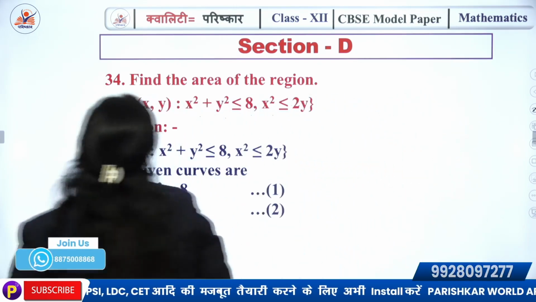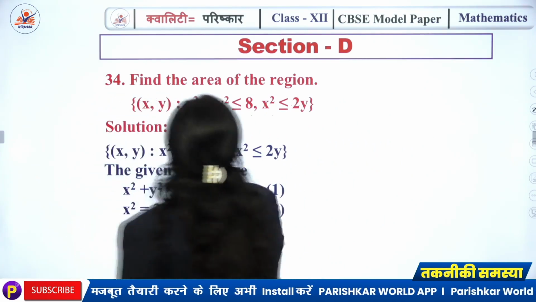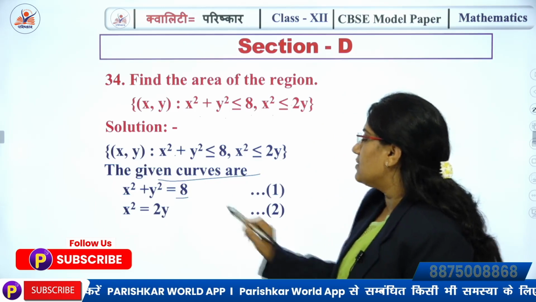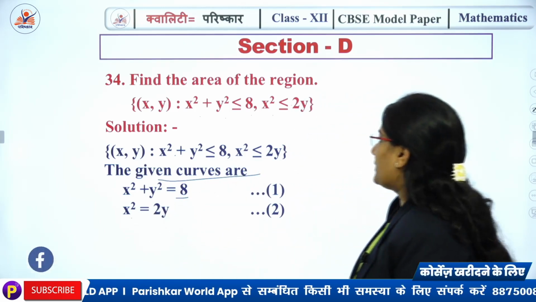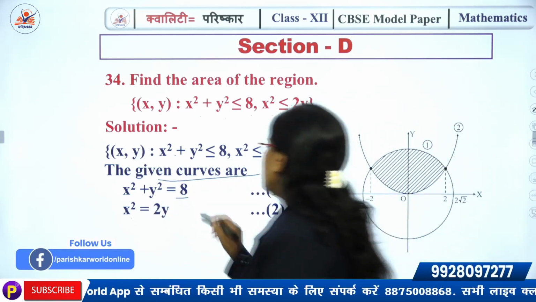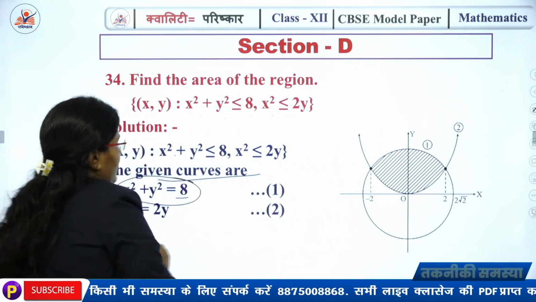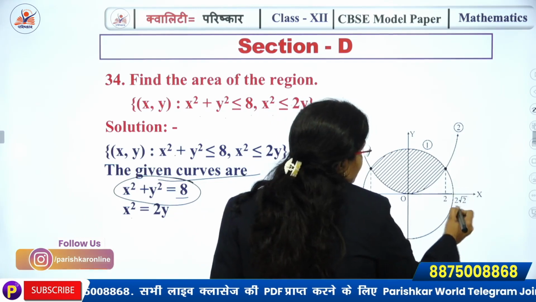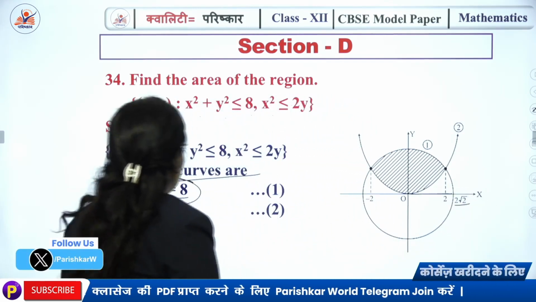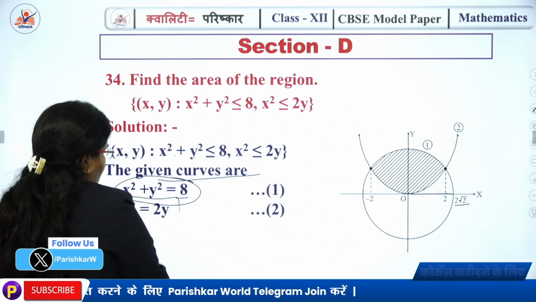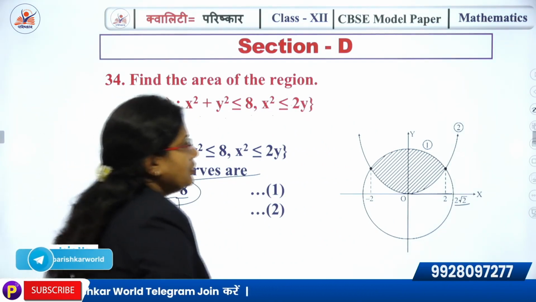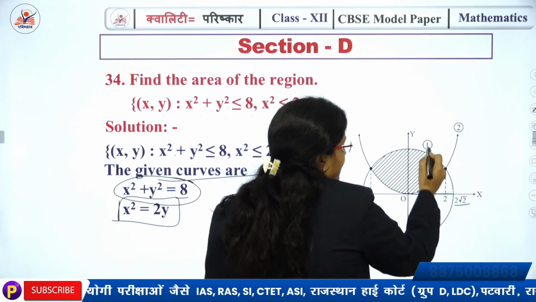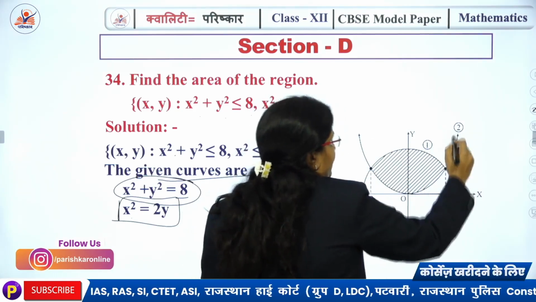Let's see, student. The given curves can be written as x square plus y square equal to 8 and x square equal to 2y. We have the figure. First of all, we have a circle x square plus y square equal to 8, that means a circle of radius 2 root 2. And secondly, we have a parabola x square equal to 2y. This is figure 1, that is circle number 1, and this is the parabola, that is 2.